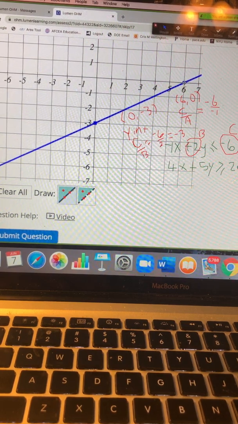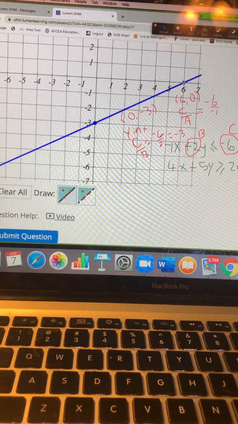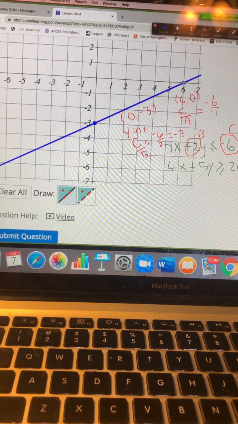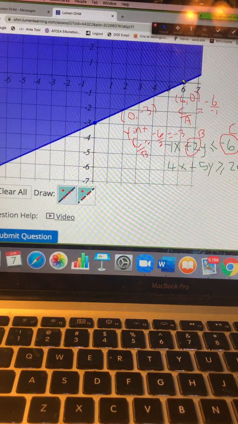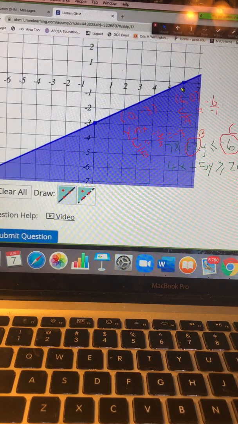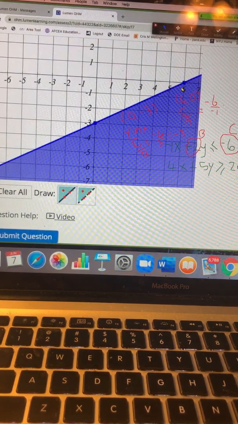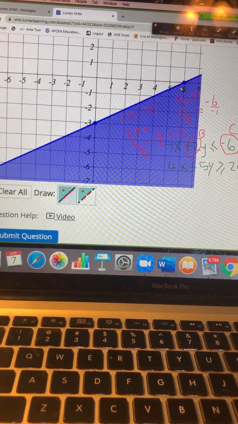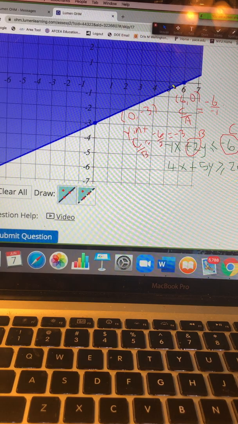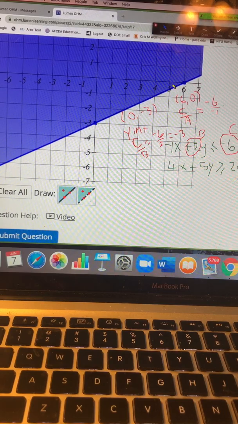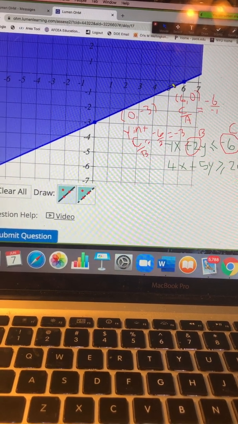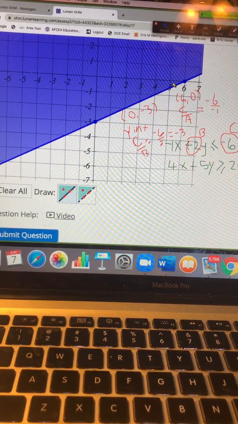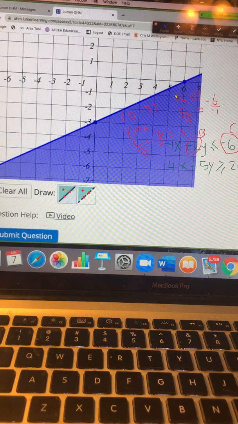Now for the shading, you want to ask yourself, and this one is a nice one to ask yourself, if the origin is there. So do I shade up or down? Well, it depends on if the origin is there. As you can see, if you look at negative x plus 2y is less than or equal to -6, and you replace the x with 0 and the y with 0, what you get is 0 plus 0 less than or equal to negative 6? The answer is no. 0 plus 0 is not less than or equal to negative 6, so the origin cannot be a part of that.